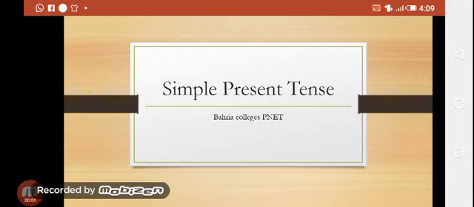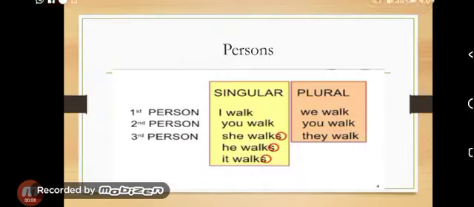Today we are going to study simple present tense. In tenses there are three persons: first, second, and third person. I and we are the first person, and I represents the singular first person. We represents the plural first person. Second person: you. We use you for both singular and plural second person. In third person, they is the plural third person, and he, she, and it represent the singular third person. In singular third person, we use s with the verb.